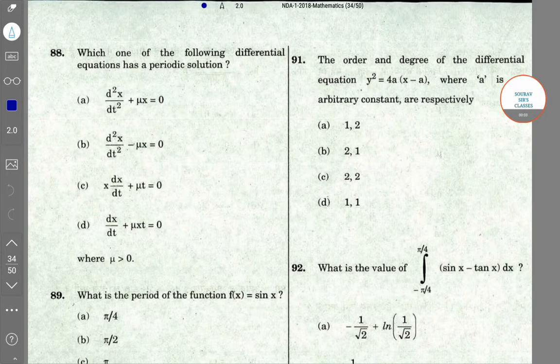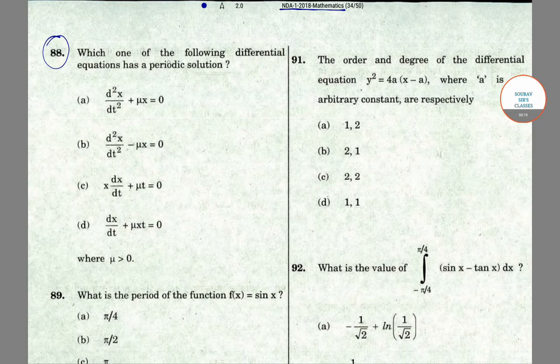So in today's video, we'll be solving a few questions from the NDA 2018 mathematics paper. We'll be solving question number 88. It is given: which one of the following differential equations has a periodic solution?